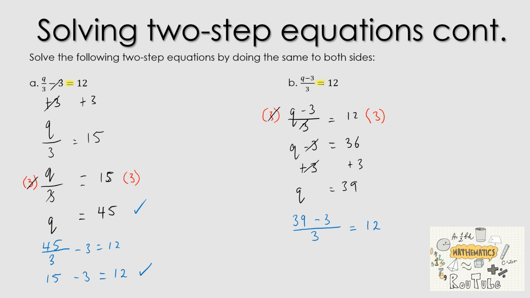So the top of the fraction, the numerator, 39 minus 3 gives us 36. And 36 over 3, or 36 divided by 3, does it equal 12? Well, yes, it does. We can give ourselves a tick. So we have solved correctly.